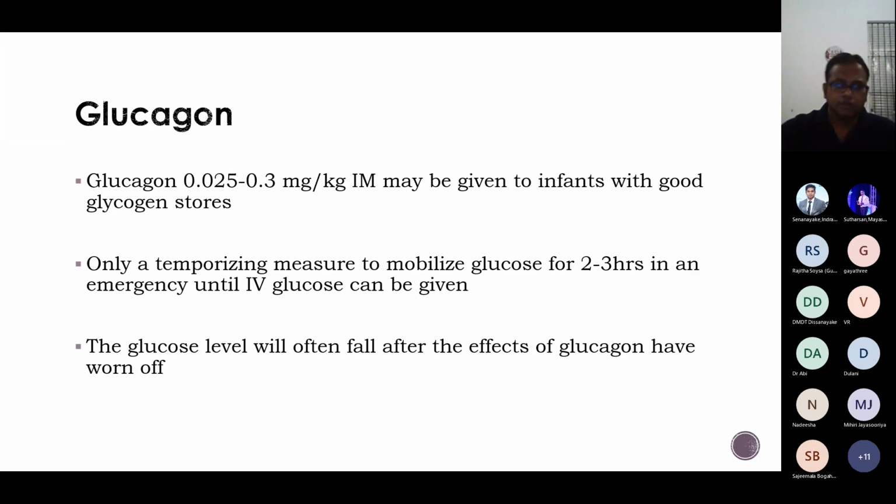So, a few things about some other drugs we use in hypoglycemic babies. Glucagon is one of them. It can be given IM, but only for babies with good glycogen stores, not in IUGR babies or preterm babies. But it's only a temporary measure to mobilize glucose for 2 to 3 hours in an emergency situation. Then after that, glucose level will gradually drop.